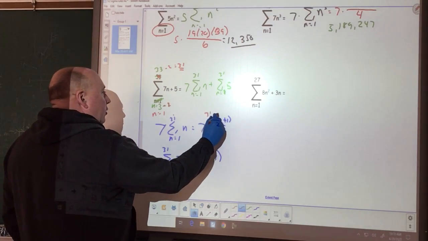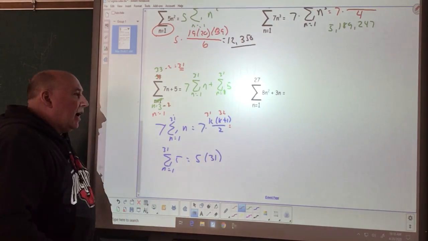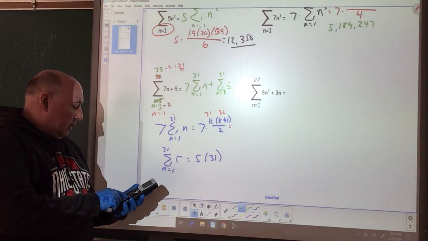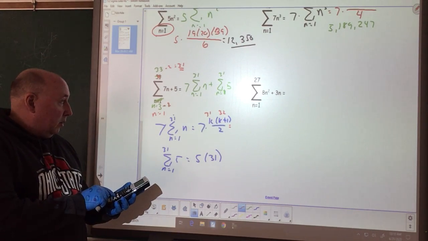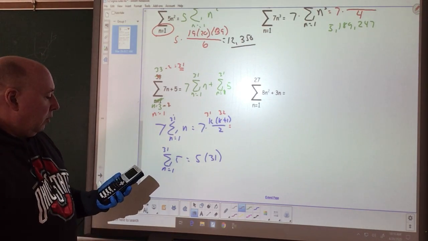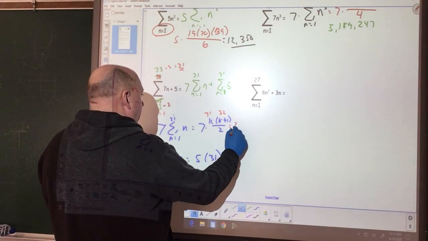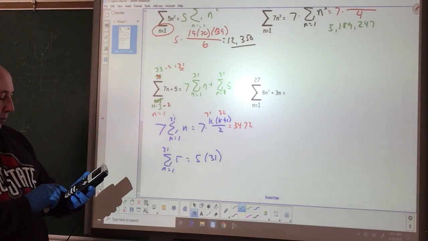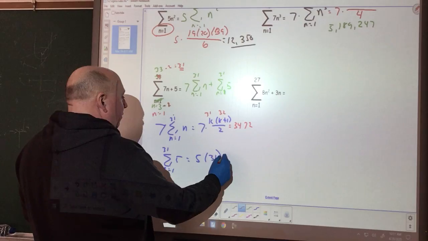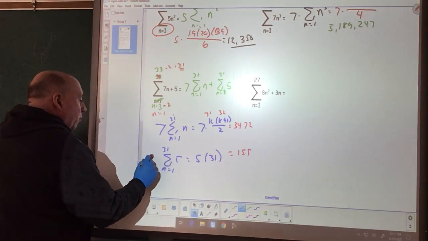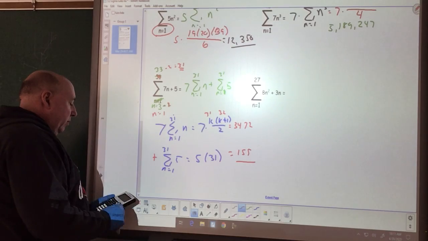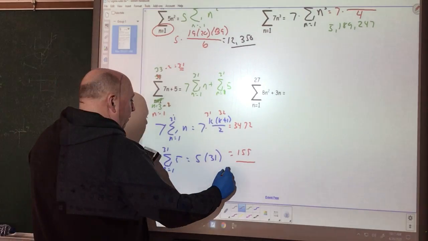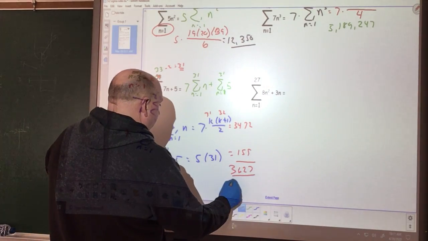This is 31, this would be 32. So I can find a value: 7 times 31 times 32 divided by 2. We get 3472. And then I have 5 times 31, which is 155. We can just add these down, so we have a value of 3627.